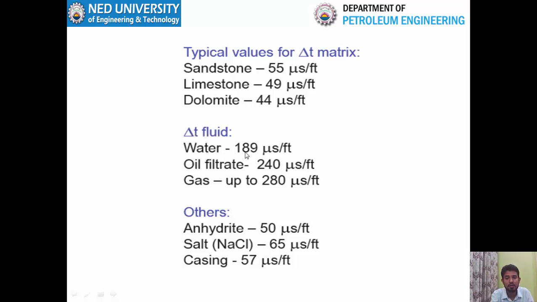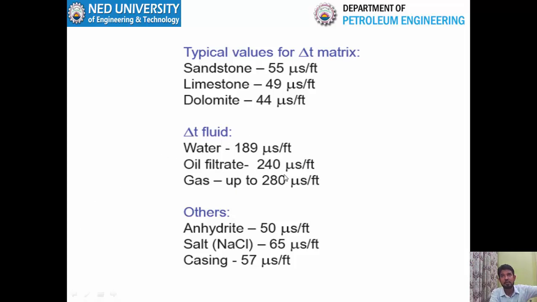For water, around 189 microseconds per foot. For oil, 240 microseconds per foot. For gas, 280 microseconds per foot. Again, remember that these numbers change as the density and salinity change, but for this course and for calculating the porosity, we will be using these fixed numbers.